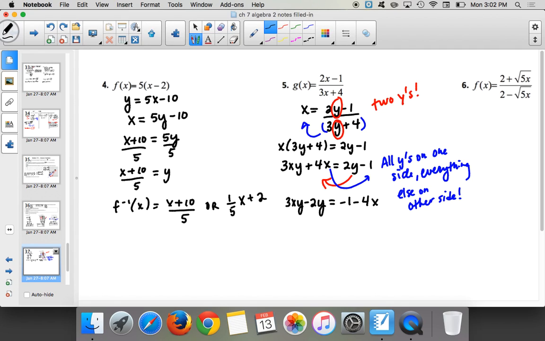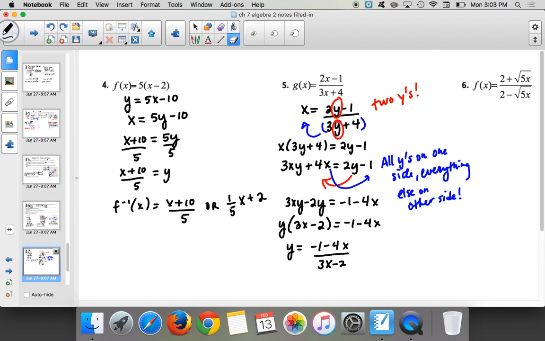So what do you think we're going to do? Almost there. First we're going to factor the y out to the front. The y goes to the front of the parentheses, and then I have 3x minus 2. Now do you see how we get the y by itself? So now we have y equals negative 1 minus 4x over 3x minus 2. That's our g inverse. So we write it as g inverse of x. It doesn't matter if it was g or f of x or what it was.